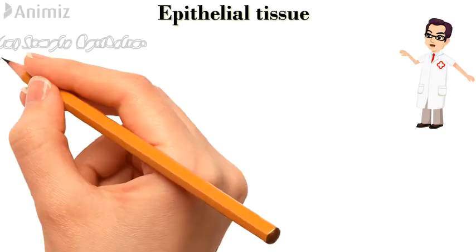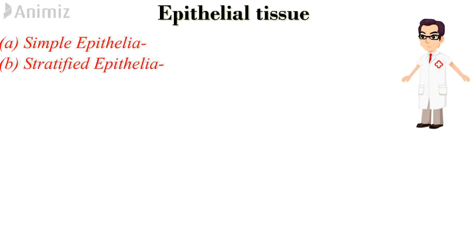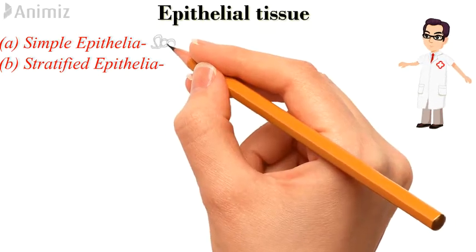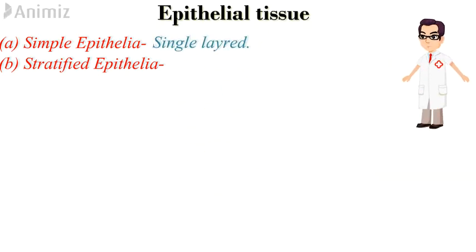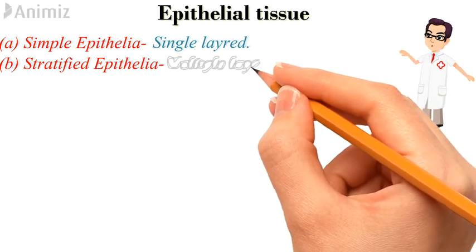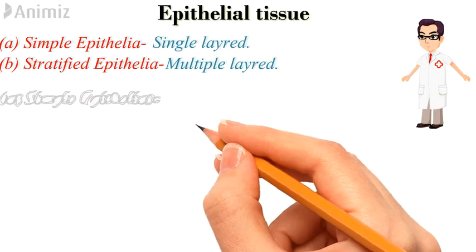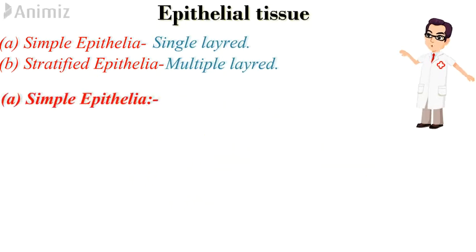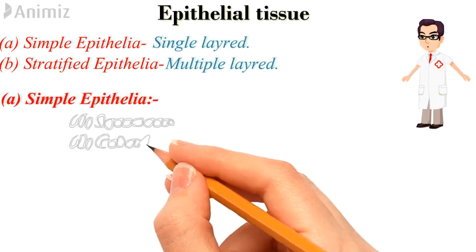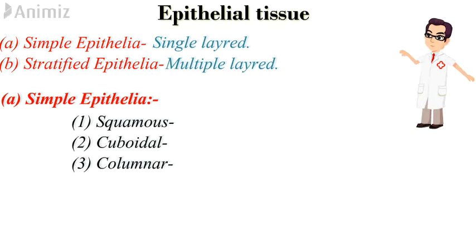So we have two types of epithelial tissue, simple epithelial and stratified epithelial. Simple epithelial tissue is single layered, whereas stratified epithelial tissue is multiple layered. Now first is simple epithelial. Simple epithelial is further classified as simple squamous, simple cuboidal and simple columnar.